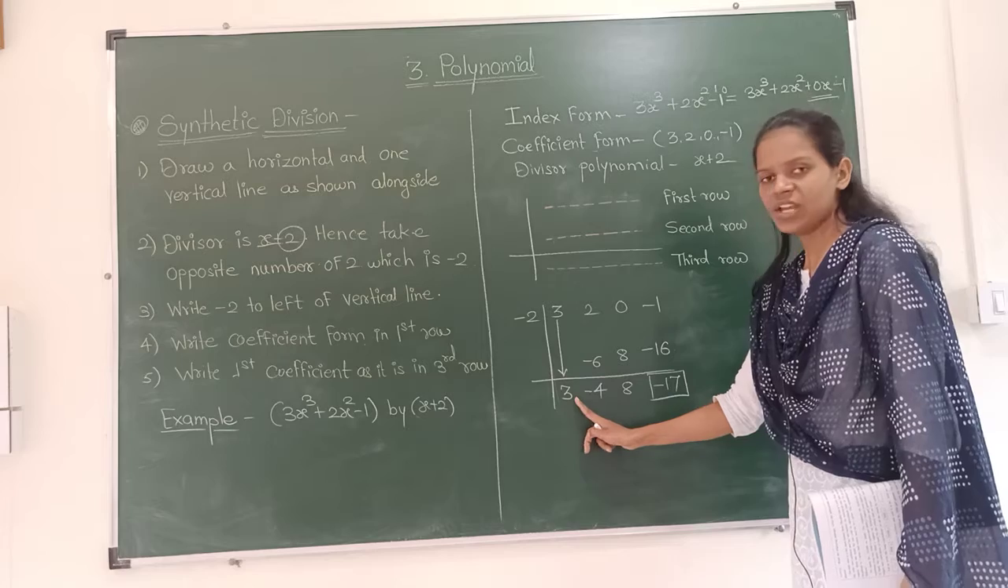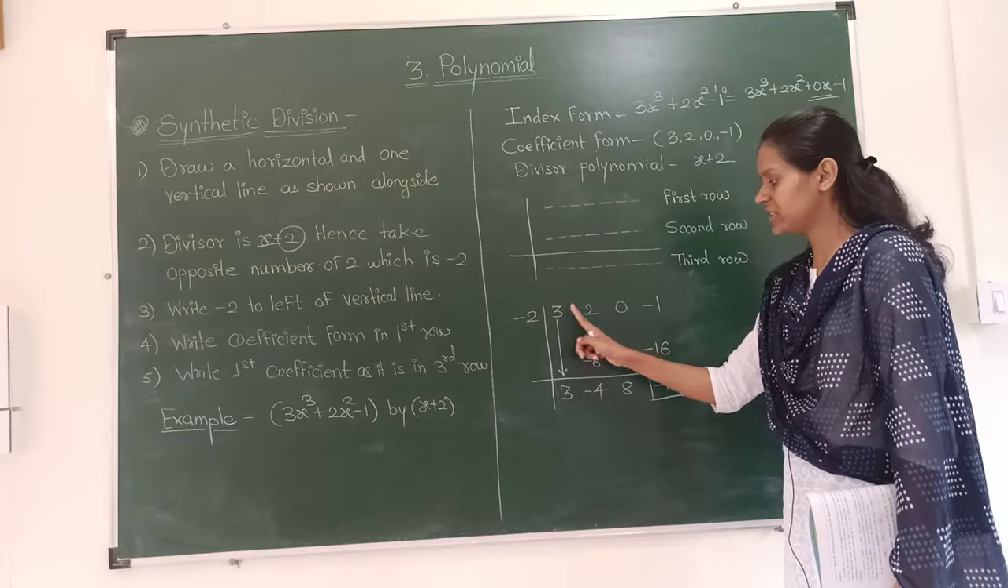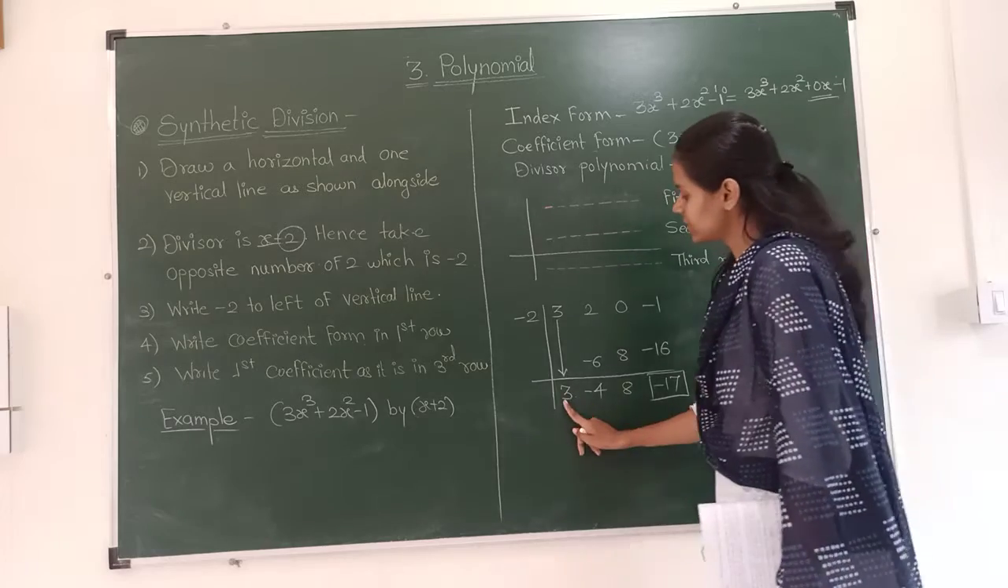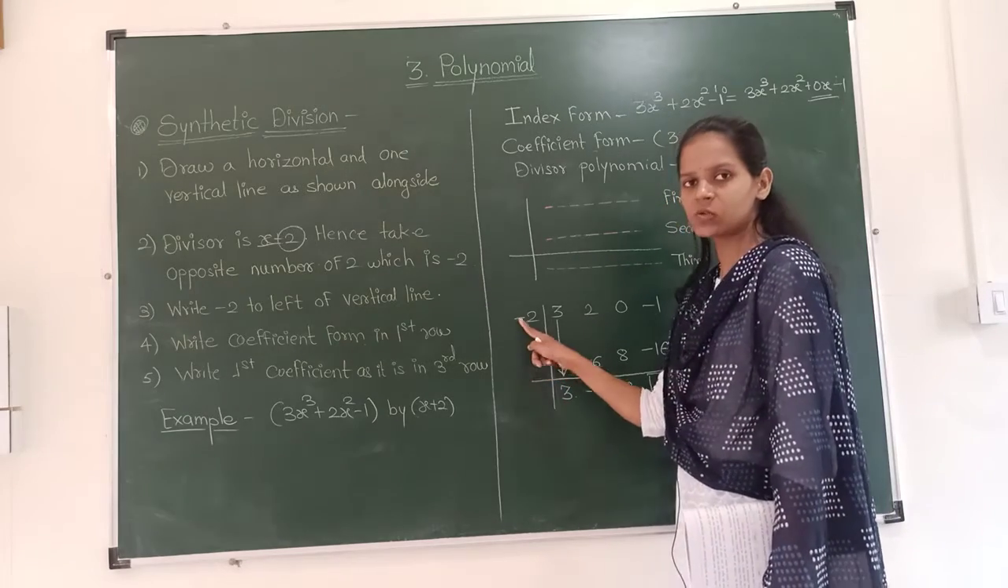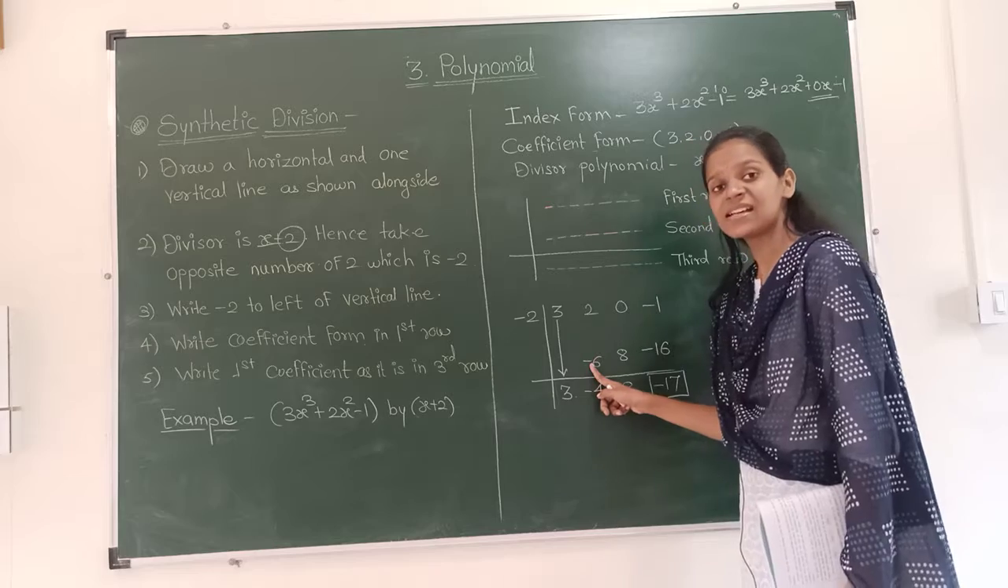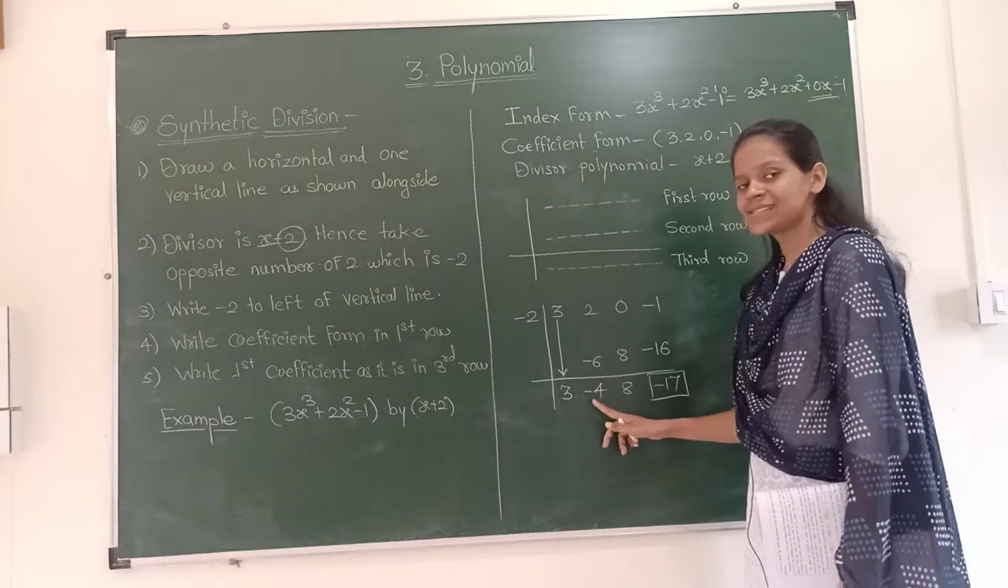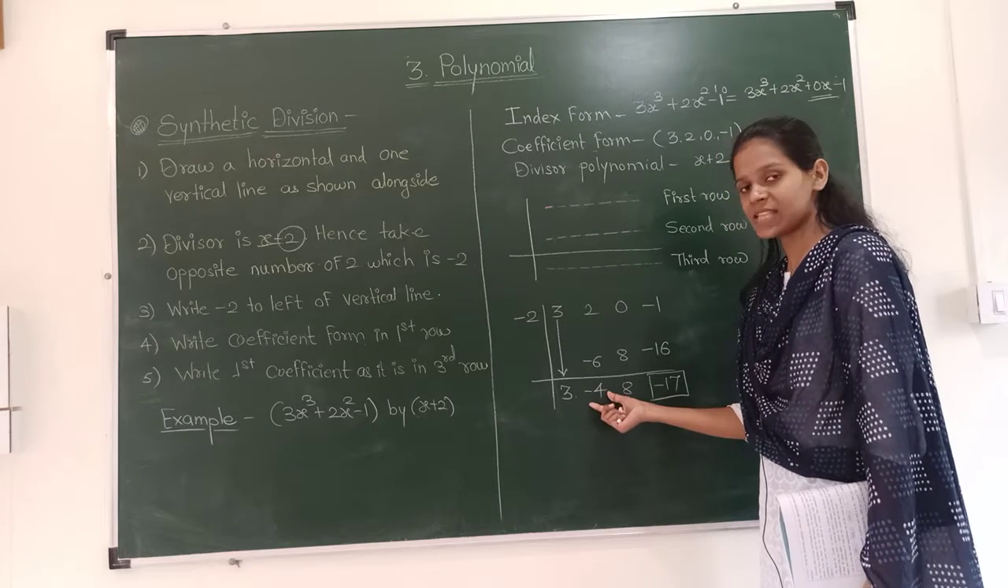Now we have written 3 as it is over here. We have written this 3 as it is over here in the third row. So this 3 into this minus 2. 3 into minus 2 is minus 6. So we have written minus 6 over here. 2 minus 6 is minus 4. So minus 4 is the answer.